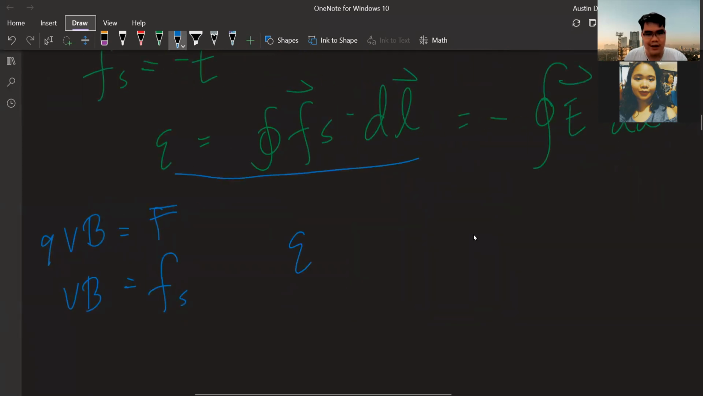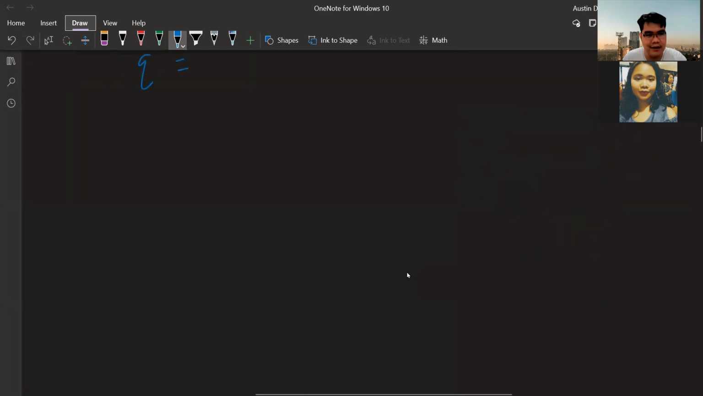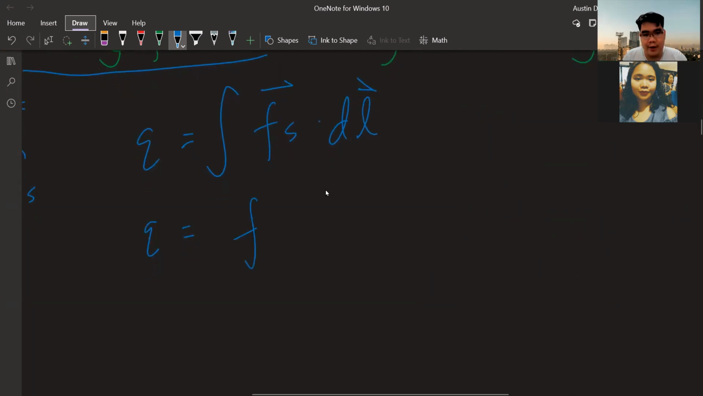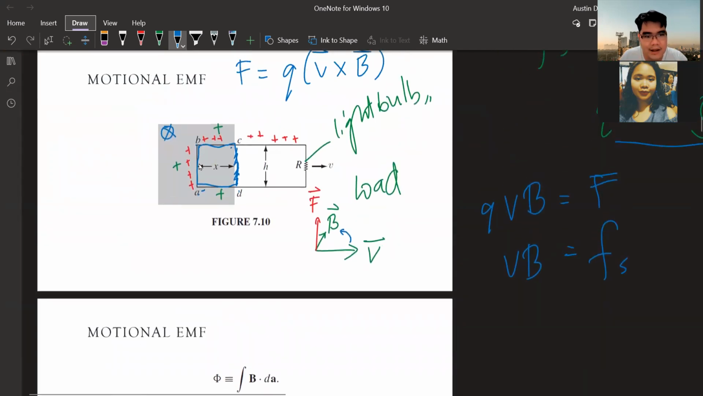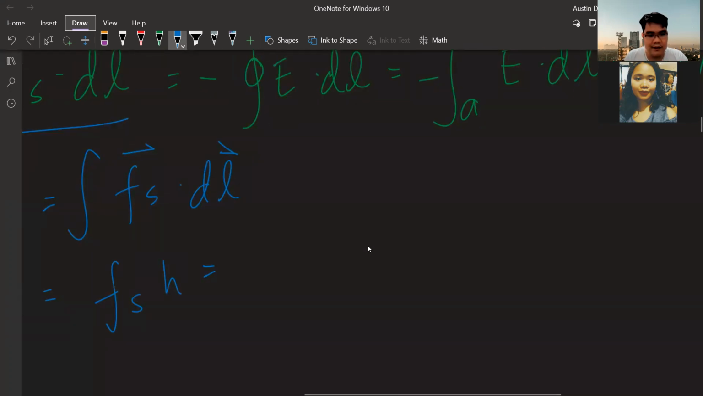Kunin natin to. So E is just the integral of Fs dot dl. Okay? We know dl is upward, so lagay na lang natin na yung Fs natin force is upward. Kuha na lang tayo ng direction na z hat for upward. So z hat dotted with the dl, z hat din. So they are parallel already. So dl mo, what is dl? If we complete the dl here, the length of A to B is just h. Fs h, and then we have Fs to be VB, so VBh. Okay?